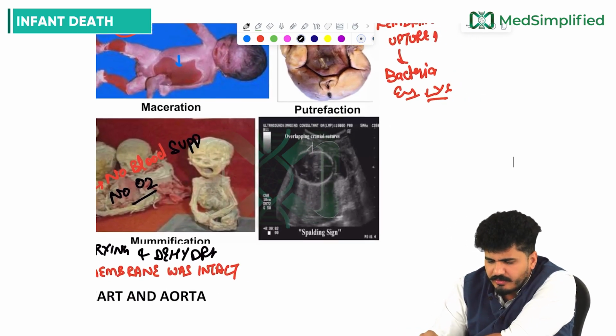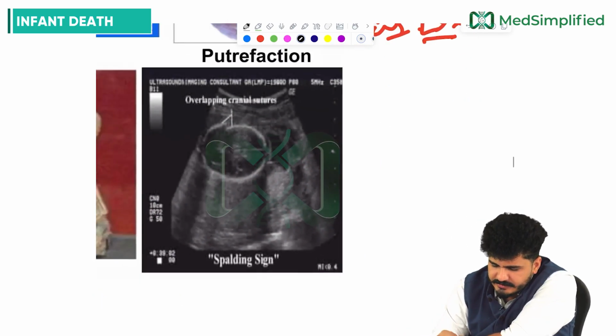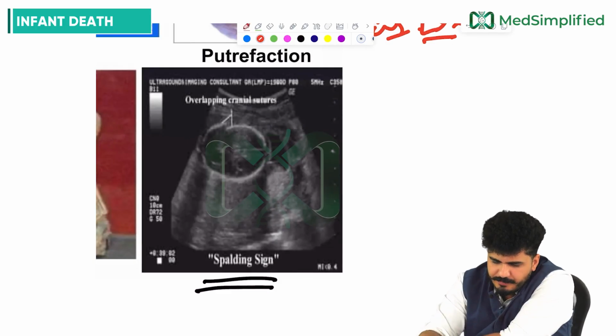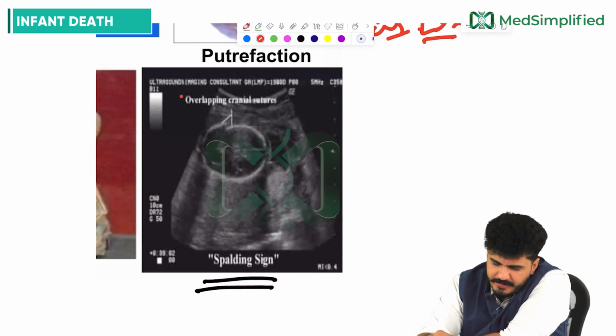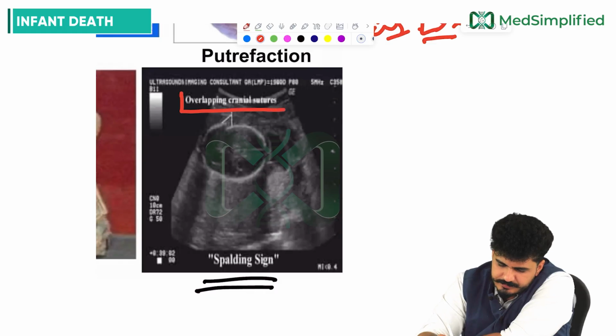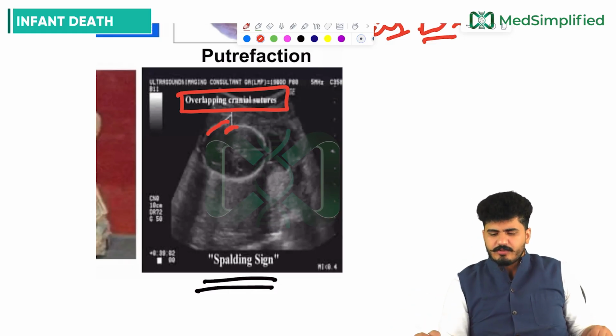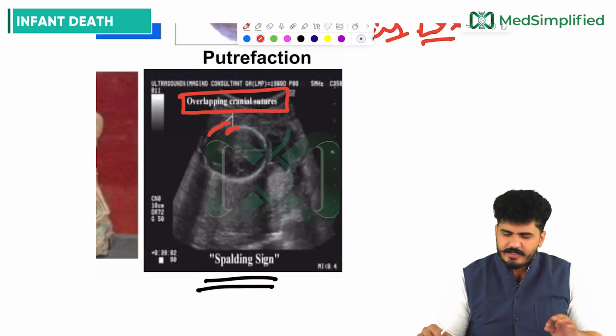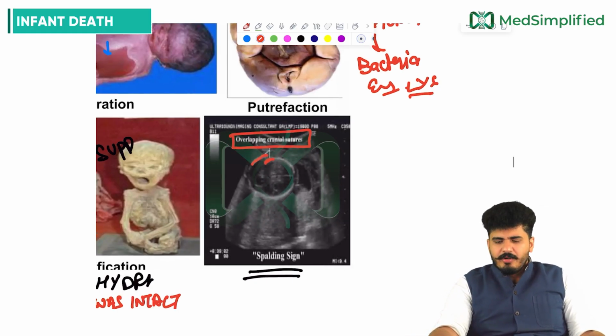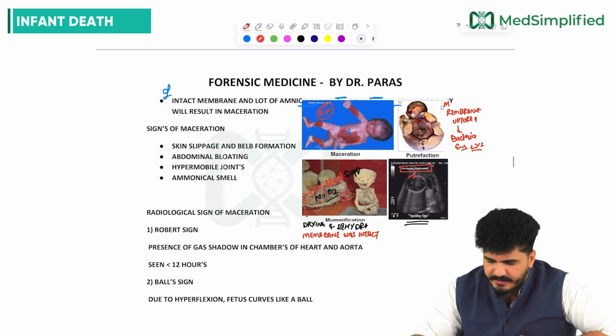Then one more thing you need to learn right here, sir, is Spalding sign. What is Spalding sign? Overlapping cranial sutures. This is one cranial suture, this is two, they are overlapping with each other. This is called Spalding sign. So these are the important things you need to understand and learn right here, sir, with the help of the images.